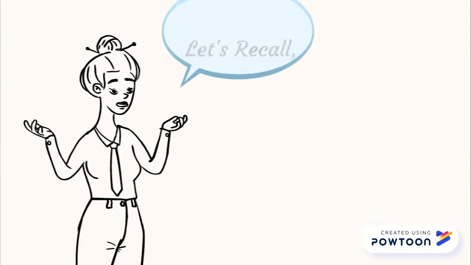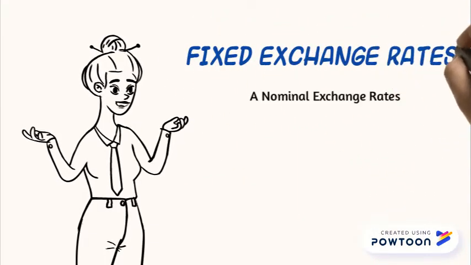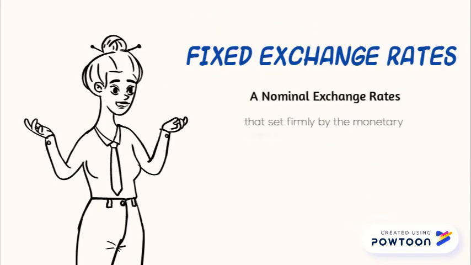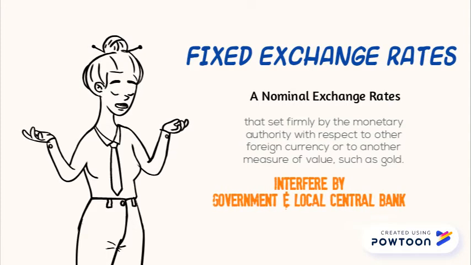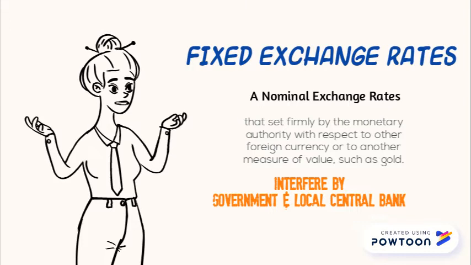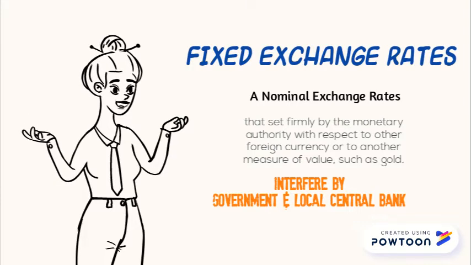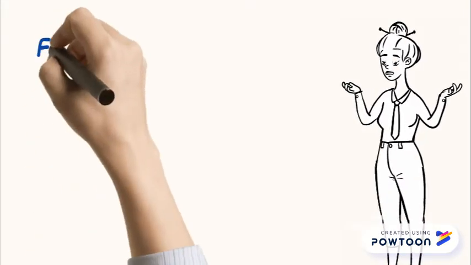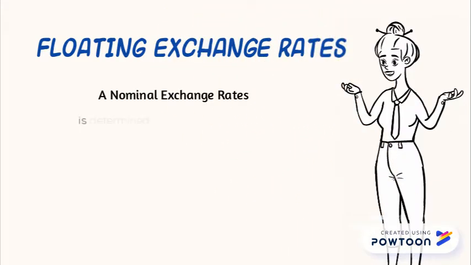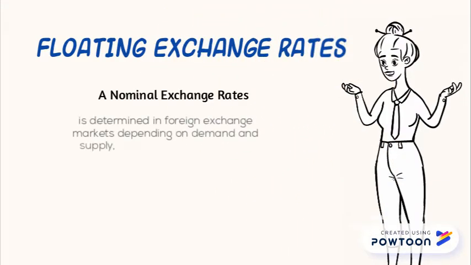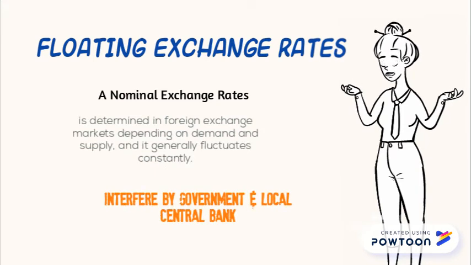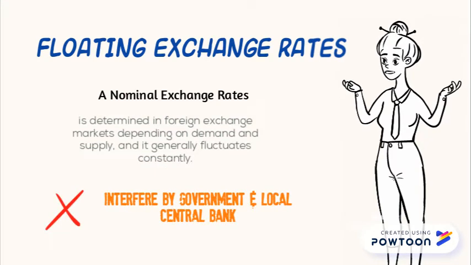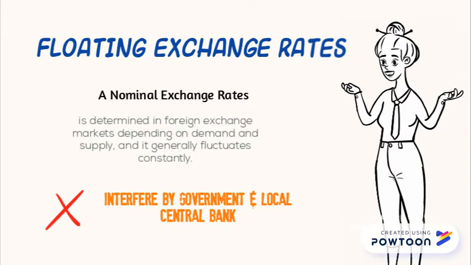Fixed exchange rates is a nominal exchange rate that's set firmly by the monetary authority with respect to other foreign currency, which means that the exchange rate is controlled and interfered with by the government and local central bank. While for floating exchange rates, it is determined in foreign exchange markets depending on demand and supply, and it generally fluctuates constantly. Government and local central bank do not interfere with the exchange rates.